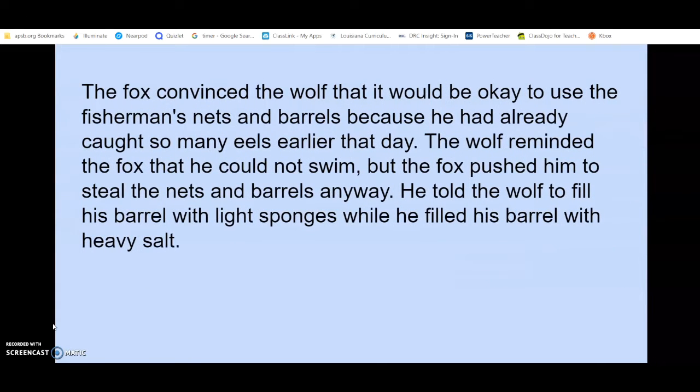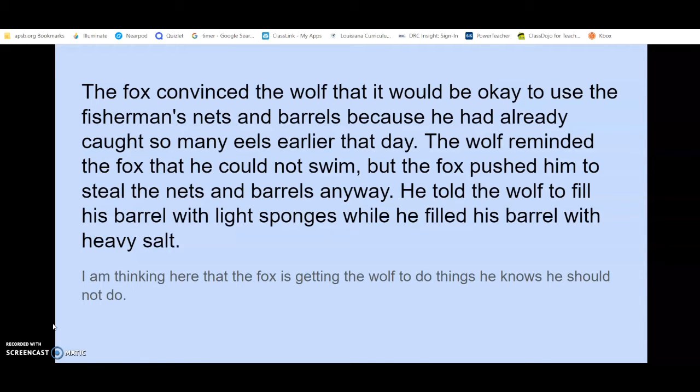The fox convinced the wolf that it would be okay to use the fisherman's nets and barrels because he had already caught so many eels earlier that day. The wolf reminded the fox that he could not swim, but the fox pushed him to steal the nets and barrels anyway. He told the wolf to fill his barrel with light sponges, while he filled his barrel with heavy salt. I'm thinking here that the fox is getting the wolf to do things he knows he should not do. I could make a note on the side about that.